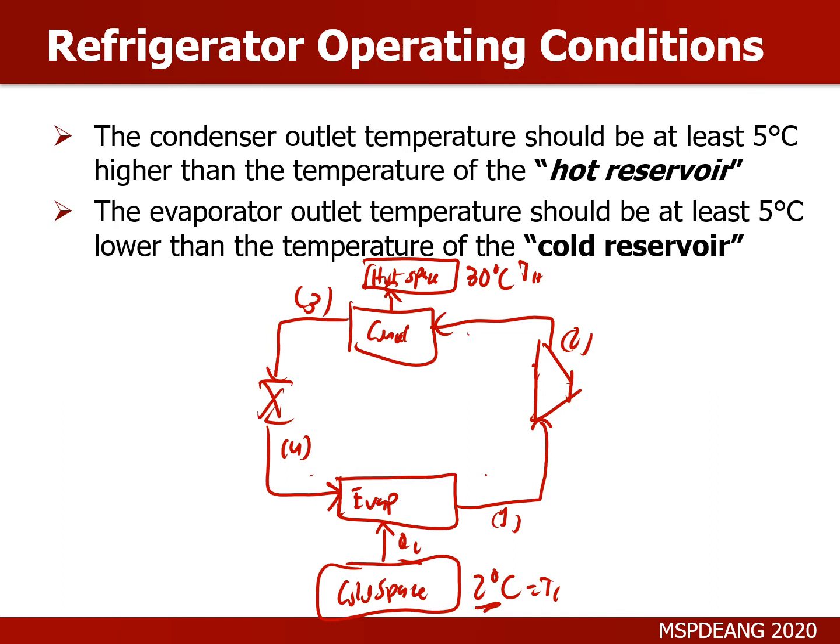Okay? So with this, dapat yung evaporator temperature natin should at least be 5 degrees Celsius lower than the temperature of your cold reservoir. So yung temperature dito should at least be 2 degrees Celsius tapos 5 degrees Celsius less. So dapat at least negative 3 degrees Celsius yung temperature natin sa evaporator. And similarly, for your condenser, dapat yung temperature natin dito should at least be 35 degrees Celsius para yung heat transfer is from the condenser to your hot space and para yung heat transfer natin is from the cold space to your evaporator. So with this, we can ensure a natural heat transfer progression.